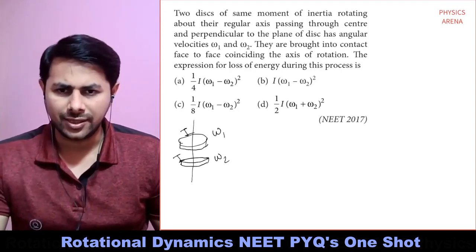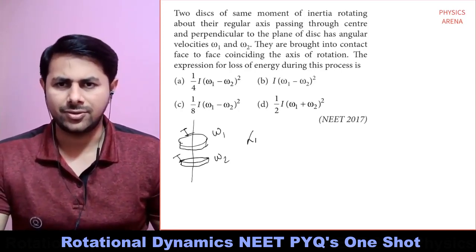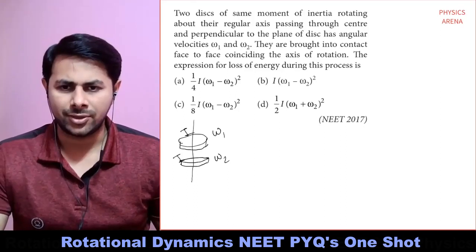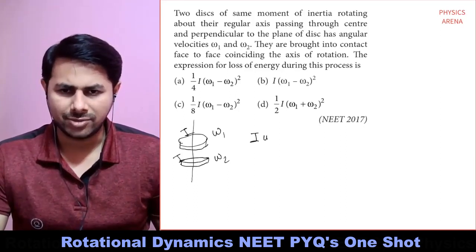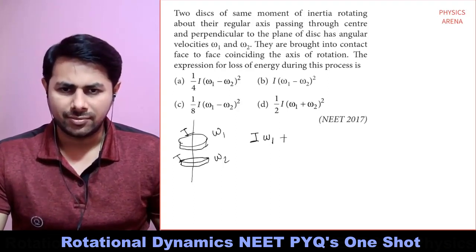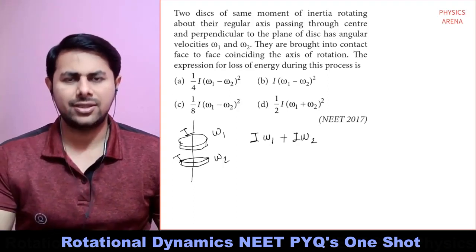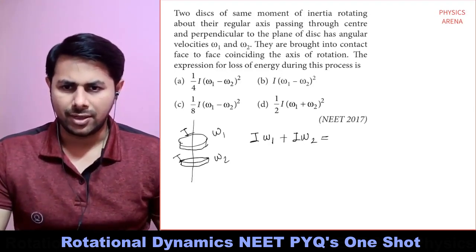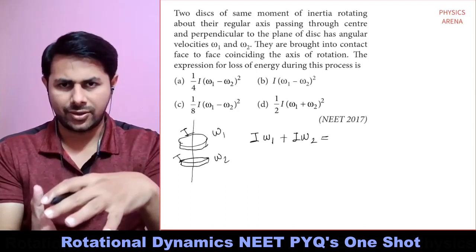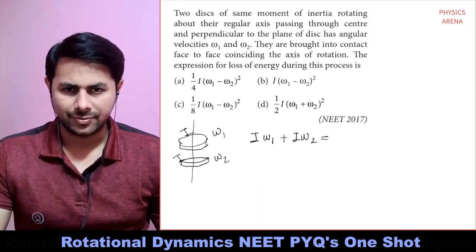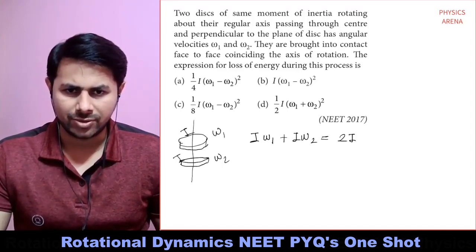So now you can say L1 plus L2, total angular momentum before the collision equals total angular momentum after the collision. So I times omega 1 is angular momentum of first disk plus I times omega 2. This is the angular momentum of second disk. It's equal to, now, when you keep those two disks onto each other, the total moment of inertia will be 2I.